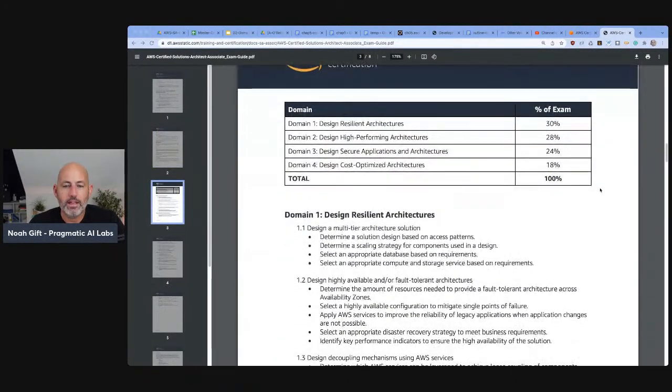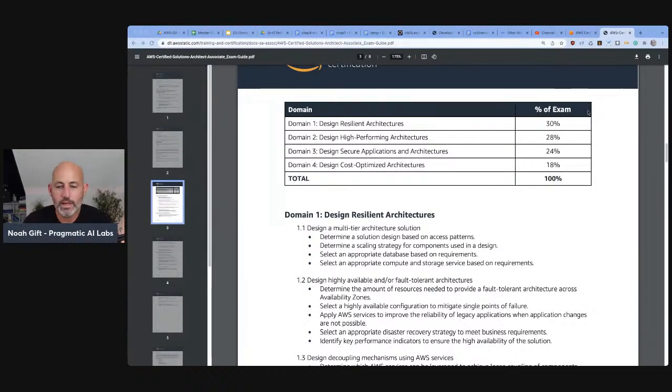So, roughly, I think that would be something like 72% of the content you have to be successful on. And then in terms of the domains, we've got domain one, which is design resilient architectures. That's 30% of the exam. We've got domain two, design high performance architectures. That's 28%. Domain three, design secure applications and architectures, 24%. And then domain four, design cost optimized architectures, 18%.